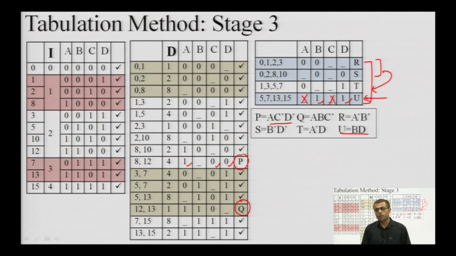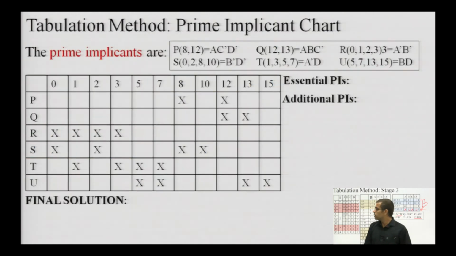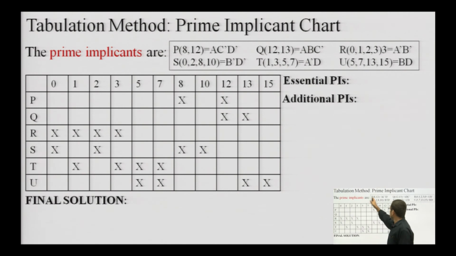So, these non participating terms are the prime implicants. These are the prime implicants P, Q, R, S, T and U. Now I have to prepare the prime implicant chart. So P, Q, R, S, T and U, these are the prime implicants now.